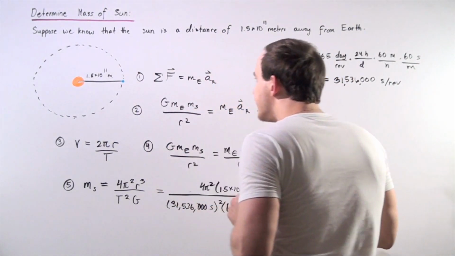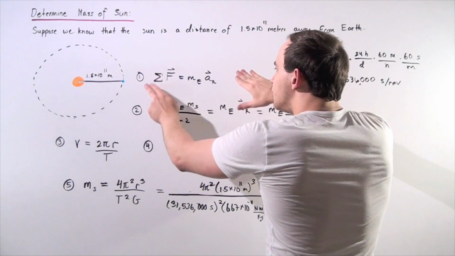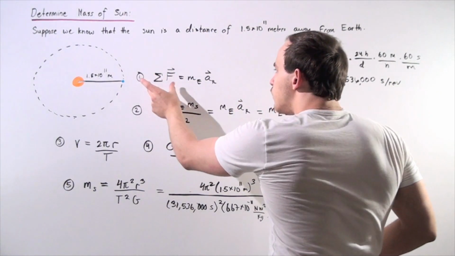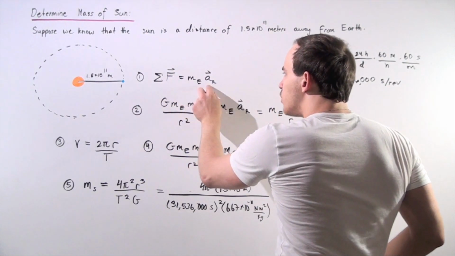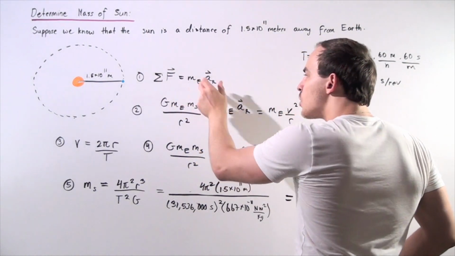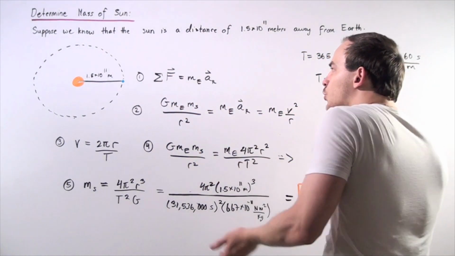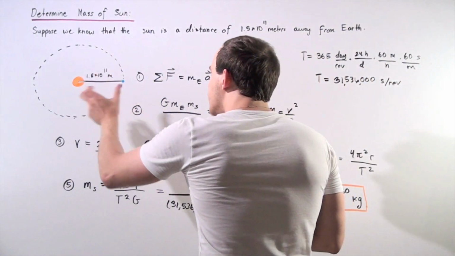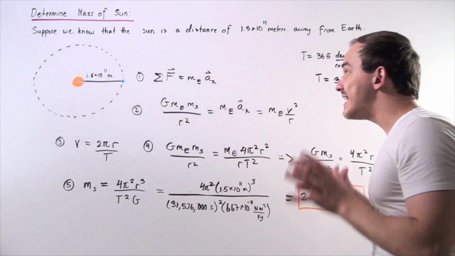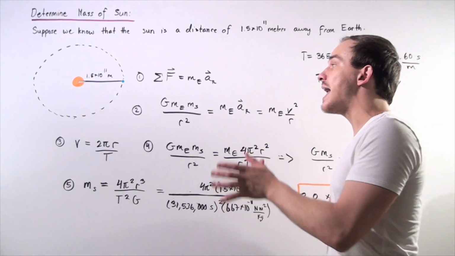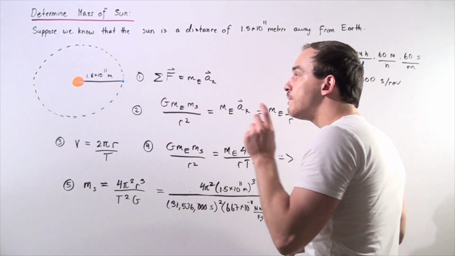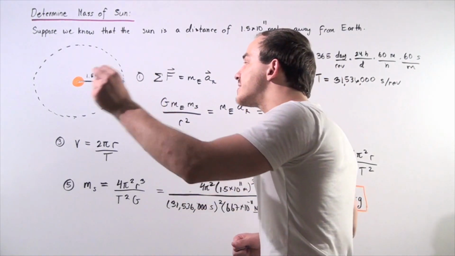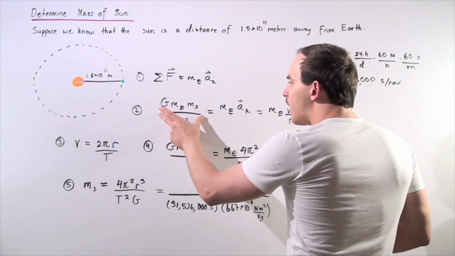So let's begin by using the second law of motion. The sum of all the forces acting on the Earth is equal to the mass of the Earth multiplied by its radial or centripetal acceleration created by the sun. So what exactly is the force acting on our Earth? The only force acting on the Earth is the force due to the gravity of the sun. And it's given by the following equation.